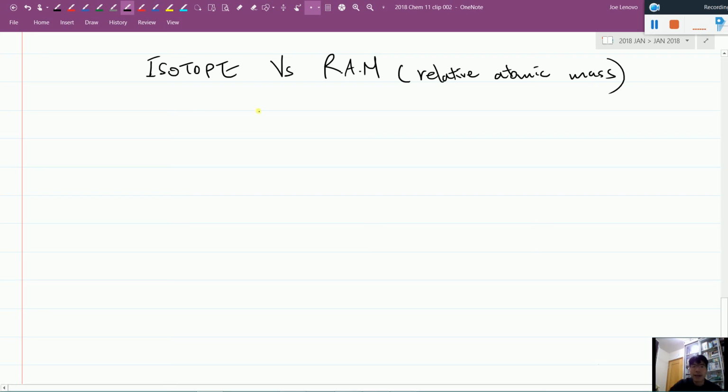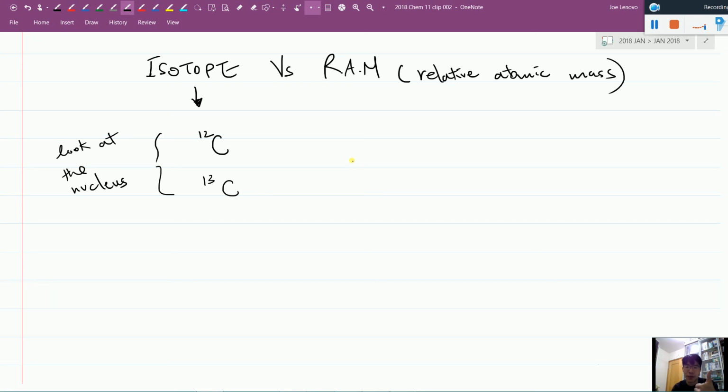So first, think about what isotopes are, and do a little revision. Carbon-12 and carbon-13: what's the difference between them? The difference is in the nucleus. If you zoom in and look at the nucleus of carbon-12 and carbon-13, what can we find? There are only 2 types of subatomic particles in the nucleus. One is the positively charged protons, and the other is the neutral neutrons.